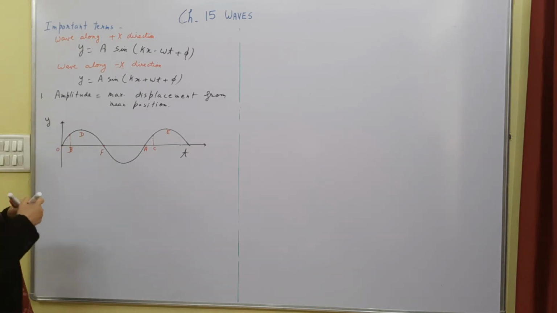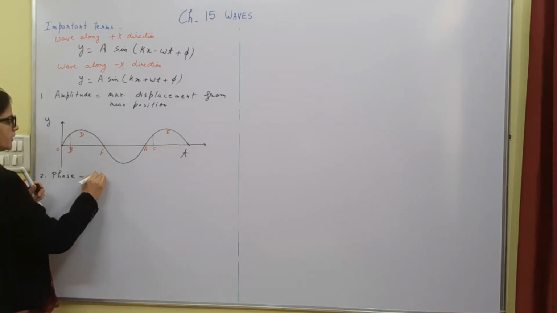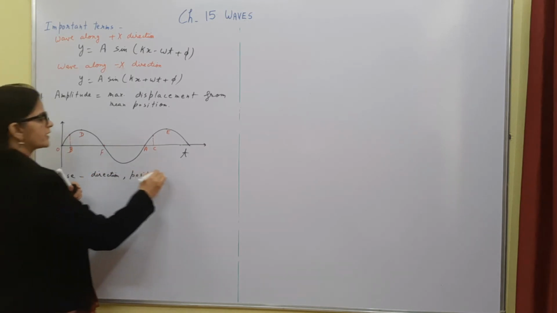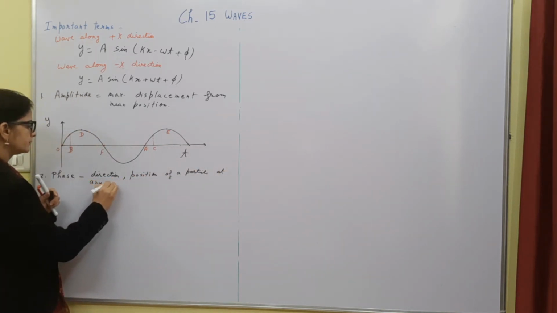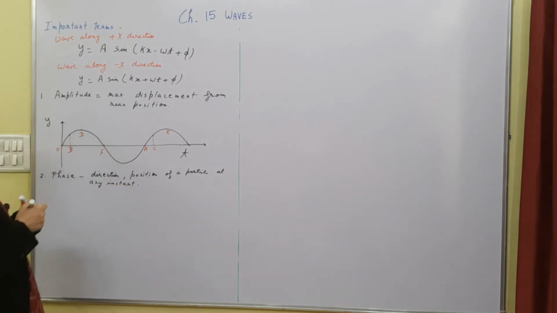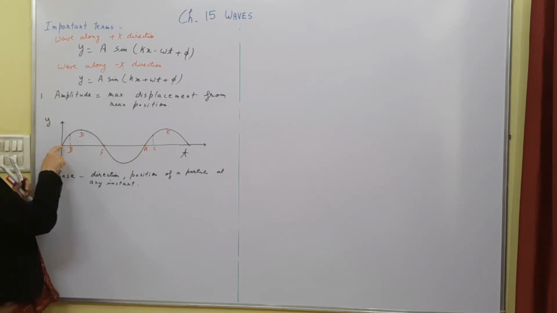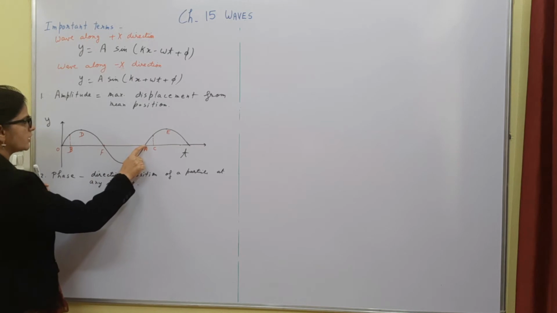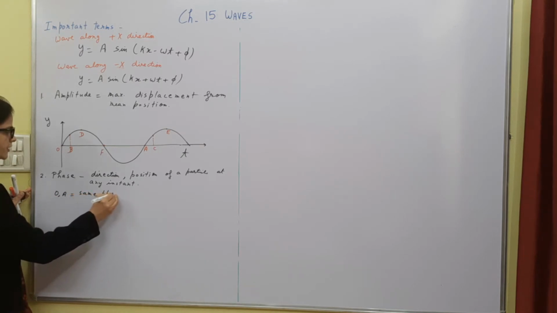So we can understand the concept of phase also here. As we have discussed in chapter 14, phase gives the direction and position of a particle at any instant, right? So from here you can see that particle at O and particle at A, these are having the same position with respect to the mean position, and the sense of movement is also this way, because this is one complete cycle, so here it will repeat. So you can say that here O and A are in same phase.